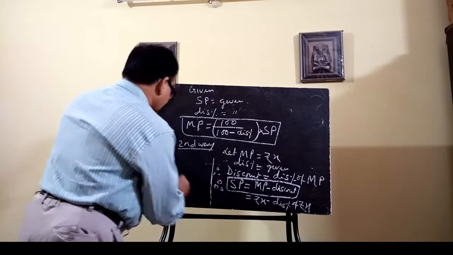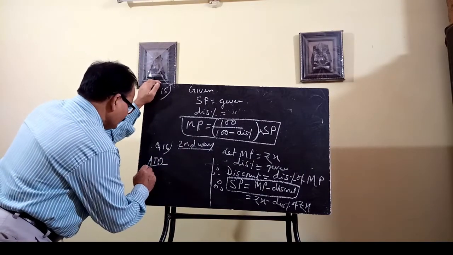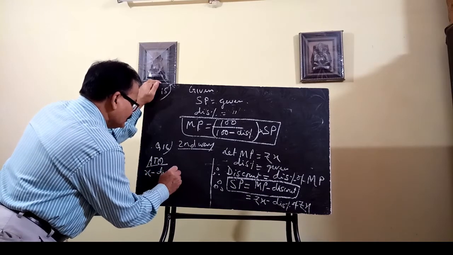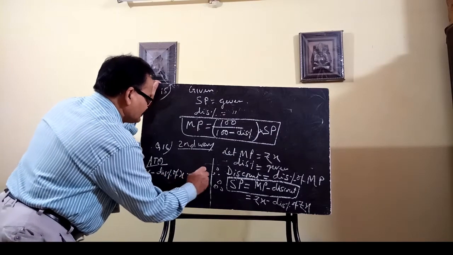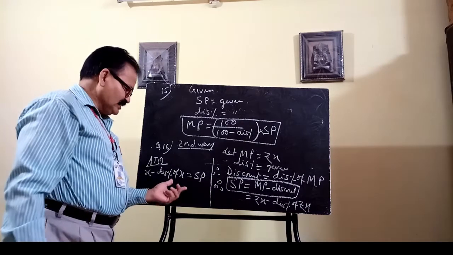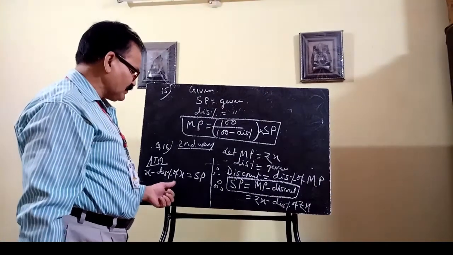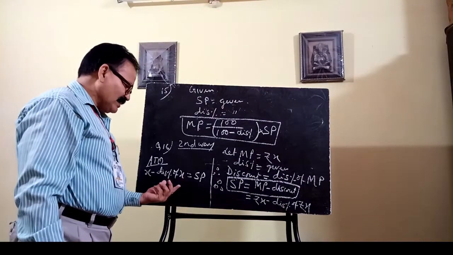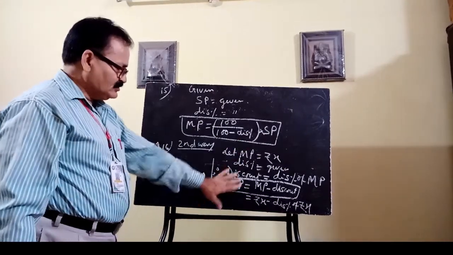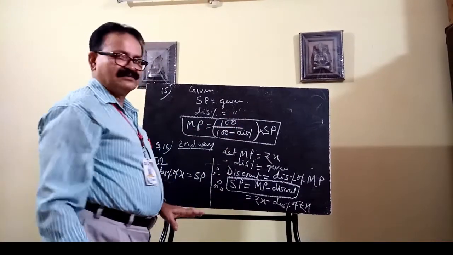So after that you write according to the question: X minus discount percent of X equals your SP. Then you solve this equation, and you will get the value of X, that is the value of your MP. So this is the long method, but if you use the earlier formula you can directly get it. Okay, clear?